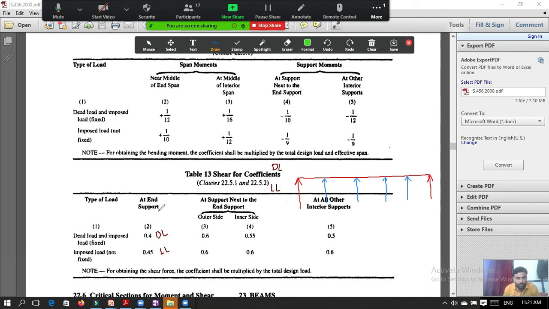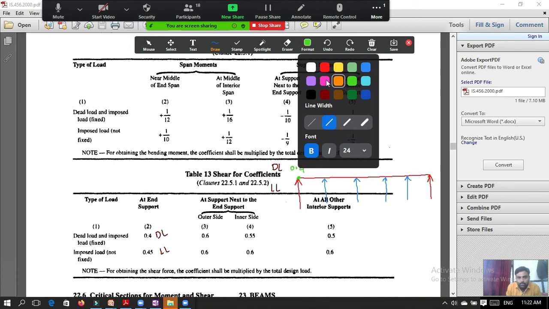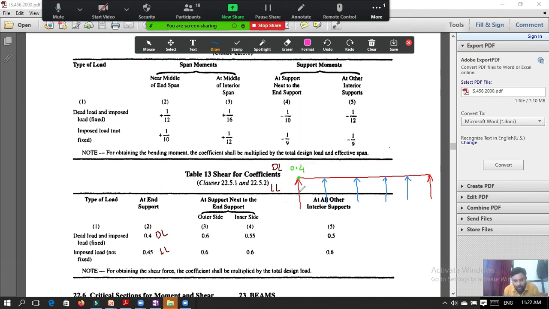So for dead load at the end support, at the end support means this point. At the end support, for dead load, what is the coefficient? For dead load the coefficient is 0.4. And what is the coefficient for live load? For live load the coefficient is 0.45. So for live load I will write here 0.45, at this same point. This is the coefficient for dead load, and this is the coefficient for live load.